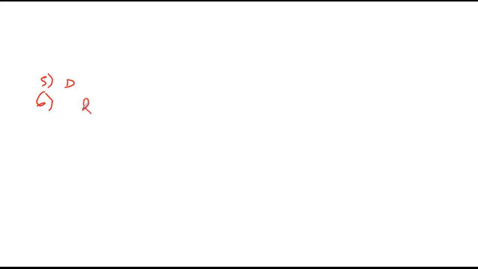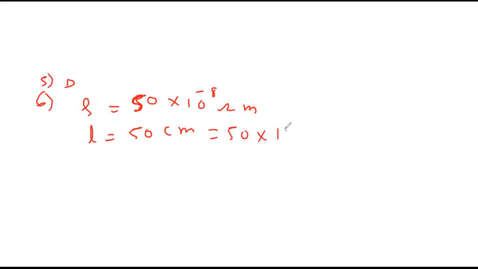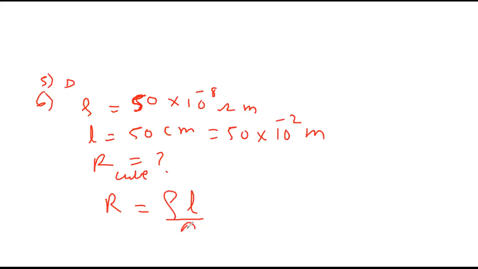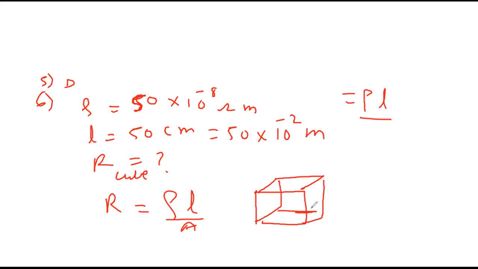Specific resistance, meaning rho, is 50 into 10 raised to minus 8 ohm meter. The resistance of cube of length 50 centimeter will be how much? 50 centimeter is 50 into 10 raised to minus 2 meter. What will be the resistance of that cube? So R is rho L by area. What is area of cube? Area of cross section of cube. This is cube. What will be area of cross section if current enters like this or like this?